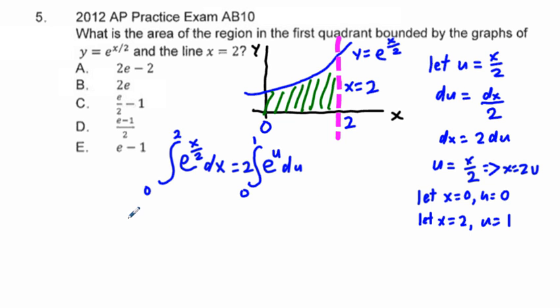I'm going to just come down here below. We're going to have 2 e to the u, and we're going to evaluate from 0 to 1. And what that's going to give us is 2e to the 1 minus 2e to the 0. What that's going to give us is 2e to the 1 is just 2e, and e to the 0 is 1, so we'll have 2e minus 2, which is going to be our answer choice A.